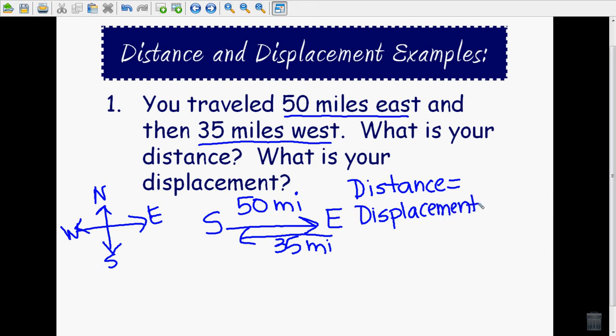So the distance, though, is, to me, the easiest thing they should be able to calculate, because all you have to do is figure out the total. They went 50 one way, 35 the other way, add them together. So that's a total of 85. And how I got that, just so you see, is 50 plus 35, and that equals 85.